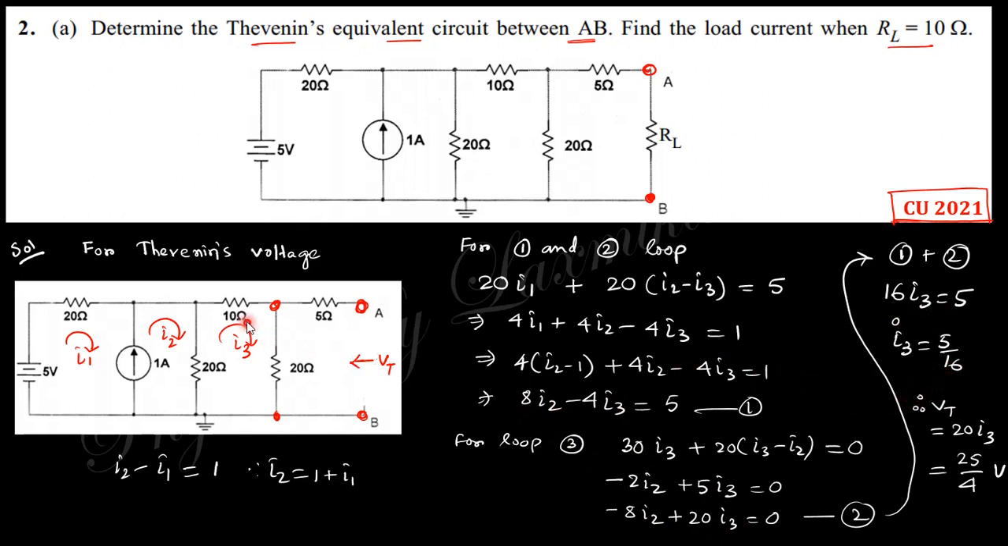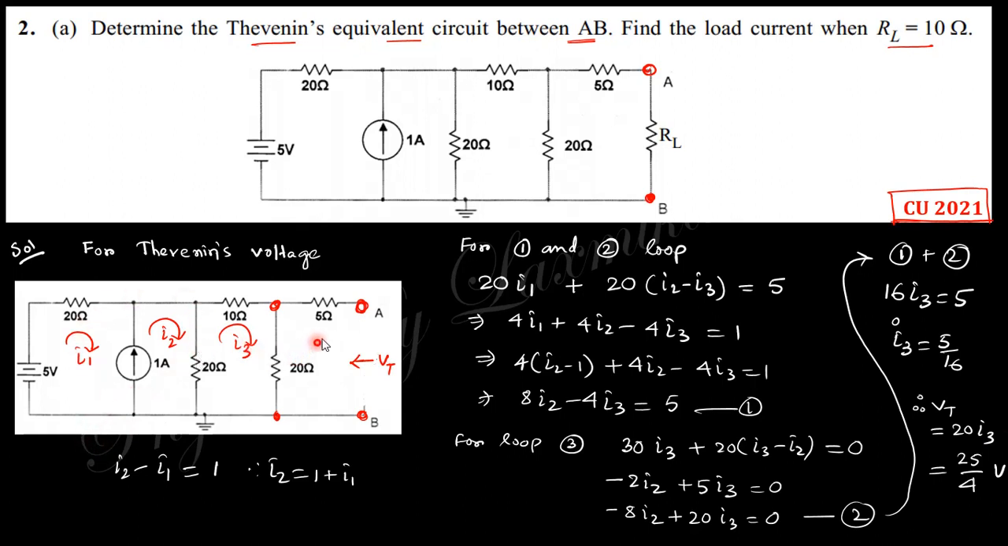5 by 16 is the current through this 20 ohm resistance. So the voltage across this 20 ohm is nothing but current into resistance, which is 25 by 4 volt. So the Thevenin voltage of this circuit is 25 by 4 volt. I think it is clear. If there is any doubt, you must comment in the comment box.